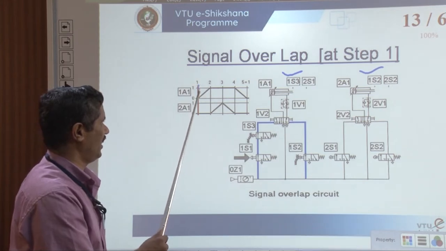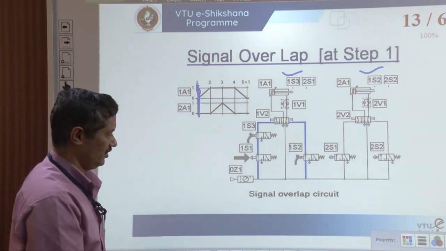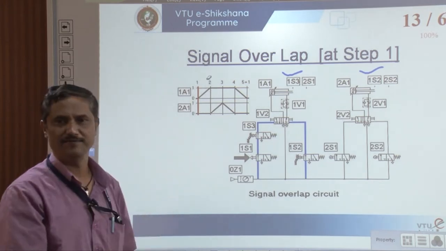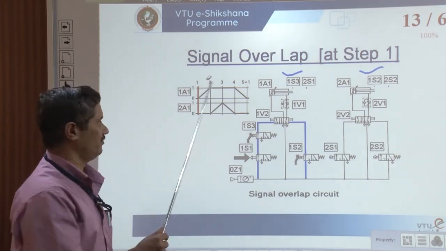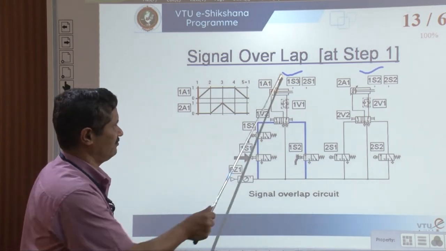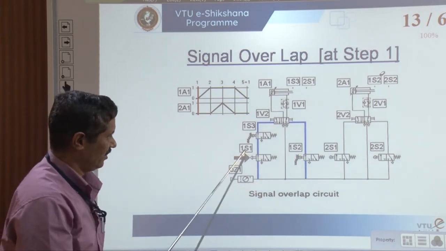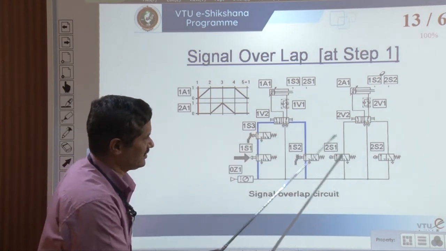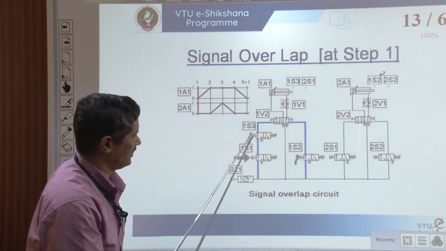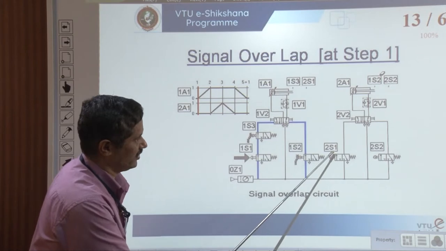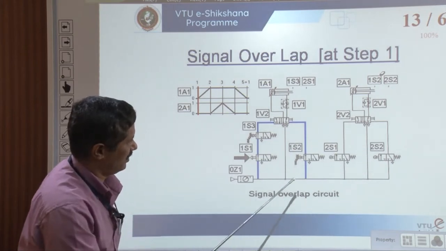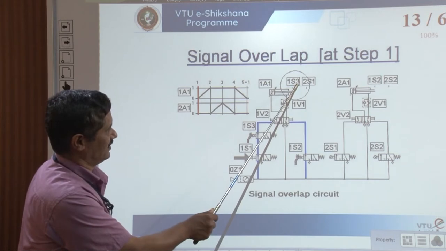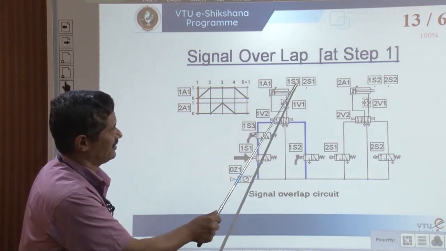You can see I have drawn a red line here. One of the areas where you can get a possibility of overlapping signals is here. If you observe, 1S1 is pressed already. Where is 1S3? 1S3 is here, among 1S1, 1S2, 2S1, 2S2. 1S3 is pressed here.